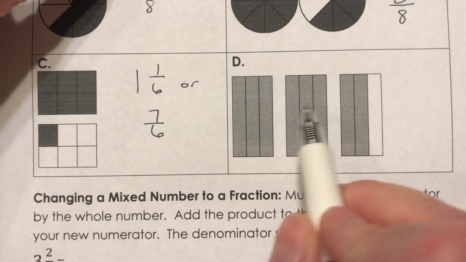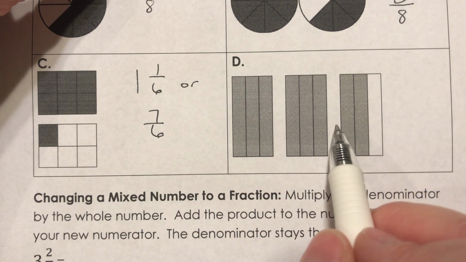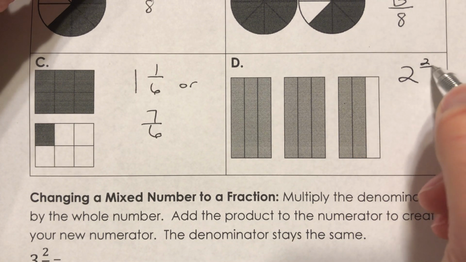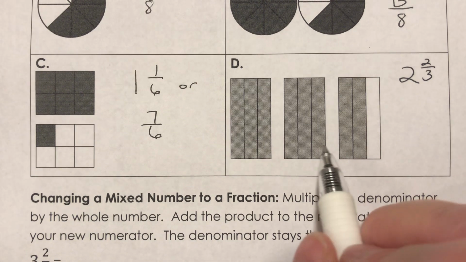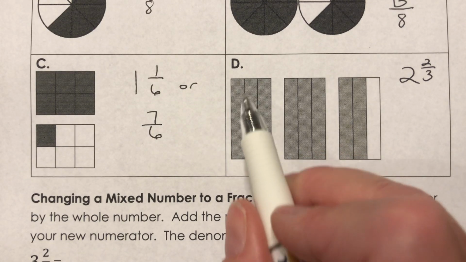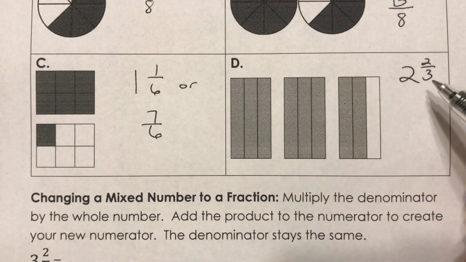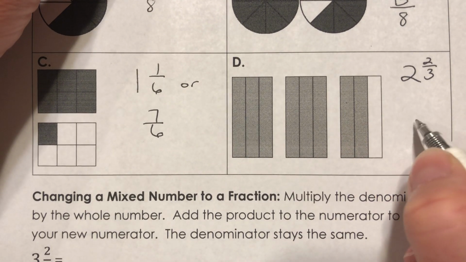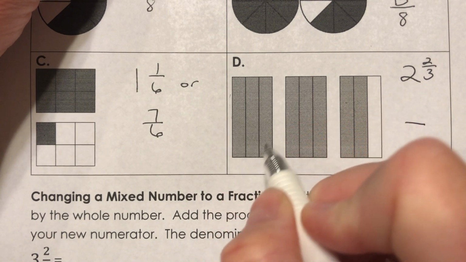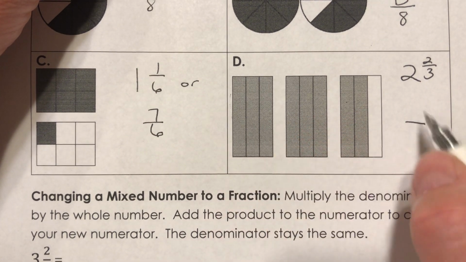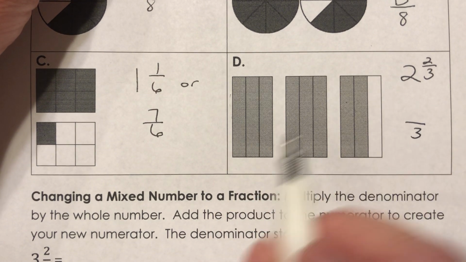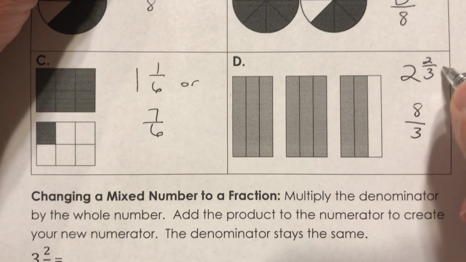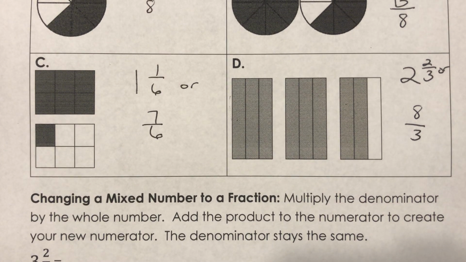And for letter D, I see that there are 3 whole rectangles here. Only 2 of them are entirely shaded, and then 2/3 of another. It's not 2/9 because one whole is not broken up into 9. One whole is broken up into 3, and that's what my denominator should be. So 2 and 2/3. Now if I wanted this as an improper fraction, I would ask myself, okay, how many pieces is one whole rectangle broken up into? 3, that's my denominator. And how many thirds do I have shaded? 1, 2, 3, 4, 5, 6, 7, 8 thirds. So I could say 2 and 2/3 or 8/3.